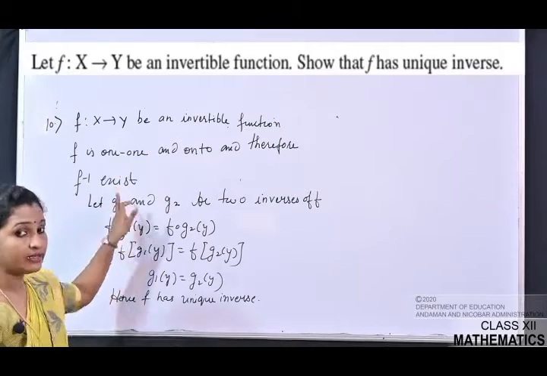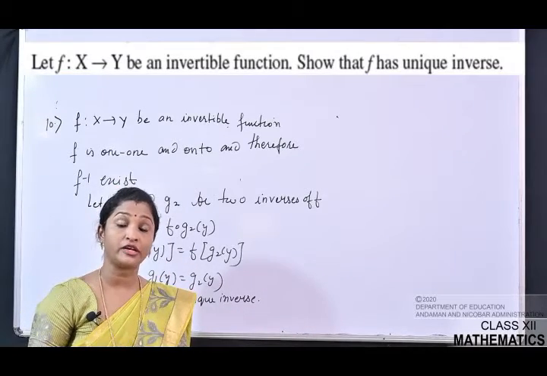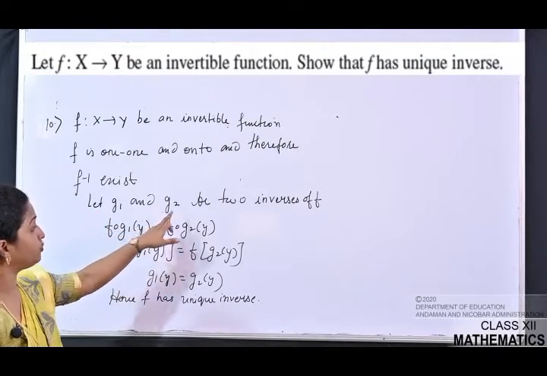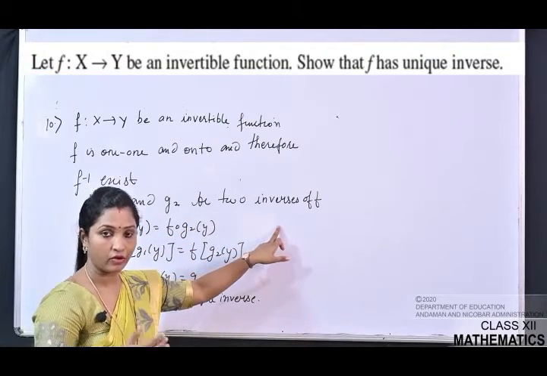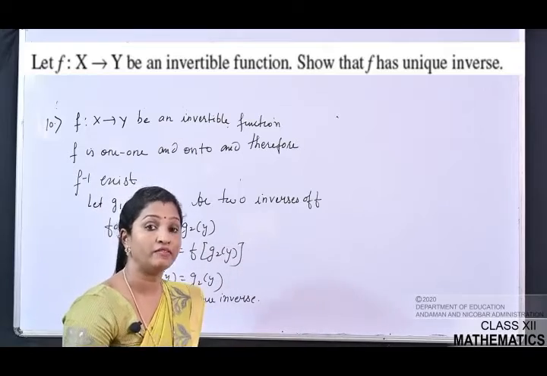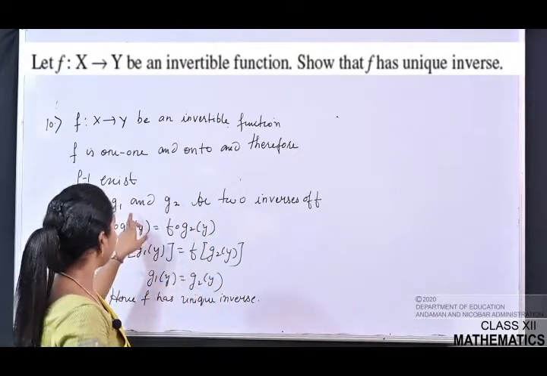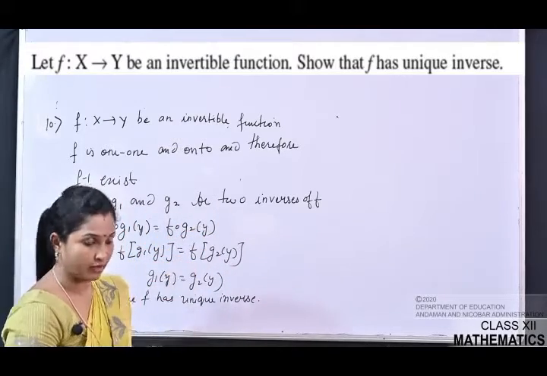Now, what they are telling is, if it is invertible, show that f has a unique inverse. So we are taking here, let g1 and g2 be two inverses. We will go by contradiction: take g1 and g2 as two inverses and show that g1 and g2 are equal. So we are taking g1 and g2 to be two inverses of f.